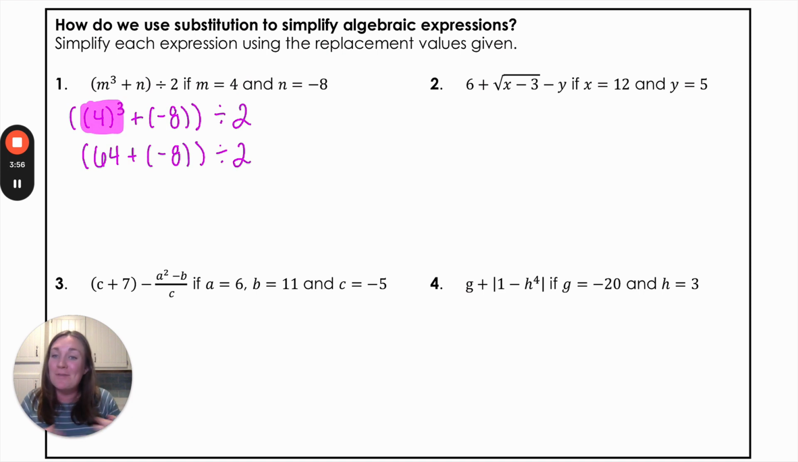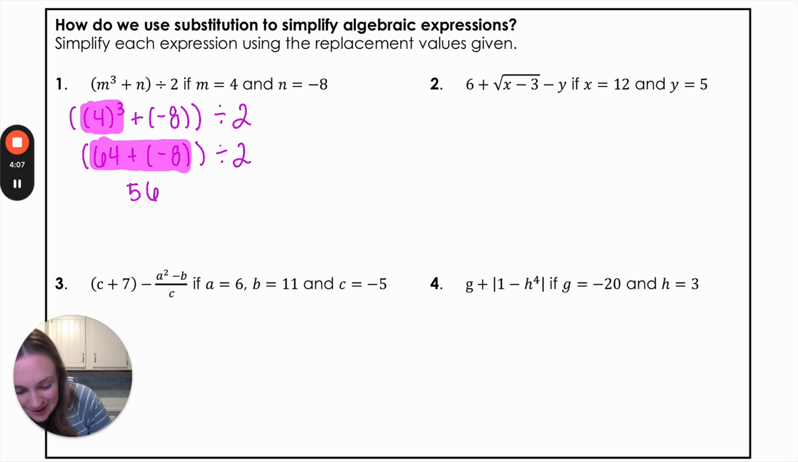All right, I'm going to keep simplifying that parentheses. So now I'm going to do that 64 plus negative 8, which is really just kind of like 64 minus 8. That gives me 56, all divided by 2, and so that last step is that division. 56 divided by 2 will give us 28.